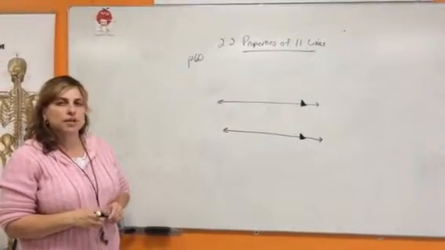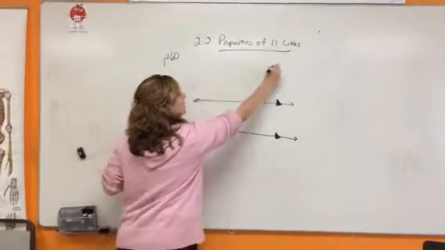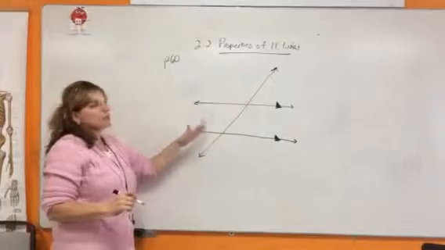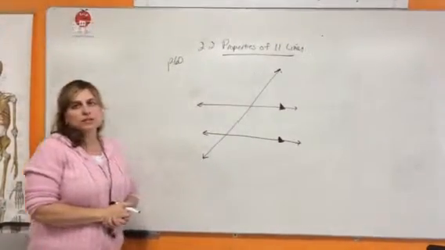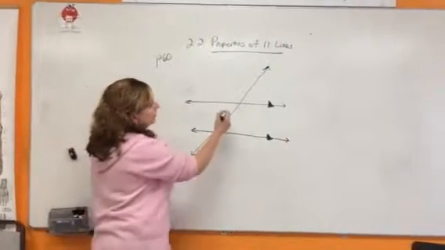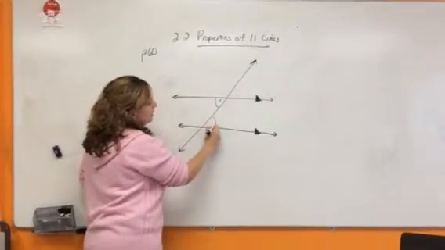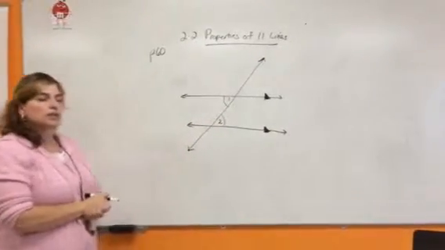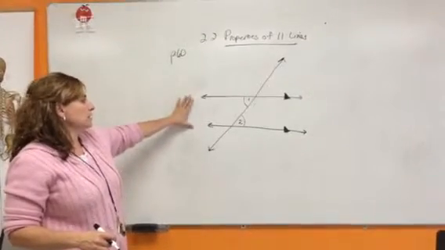You learned yesterday about a transversal. A transversal is a line that cuts two other lines. Okay? In this case, the two lines that it's cutting are parallel. So we learned what alternate interior angles are. This angle, we'll call that angle 1, and this angle right here, we'll call that angle 2, are actually congruent if these two lines are parallel.